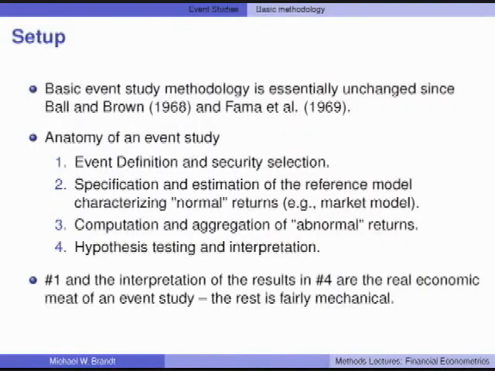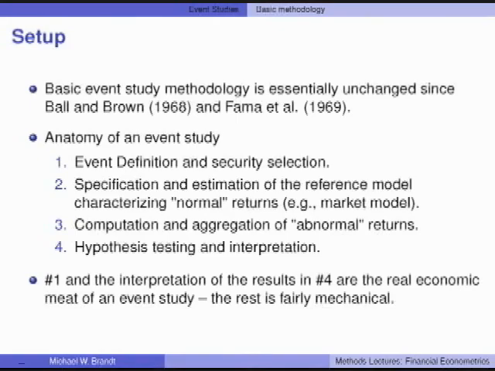Step number 2 is you need to figure out what would be the normal returns on those securities over that event period if the event was not important. And that has to do with specifying and estimating a reference model. This is where the joint hypothesis enters into the picture, where if I have a wrong model selected in step number 2, my inferences about the importance of the event later on may get biased.